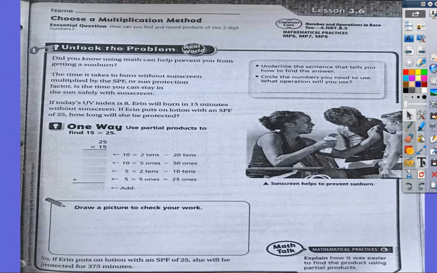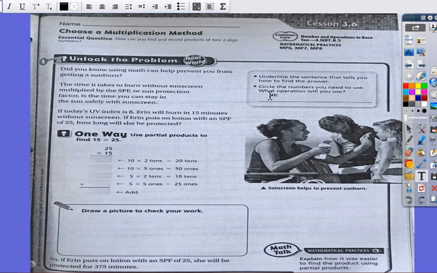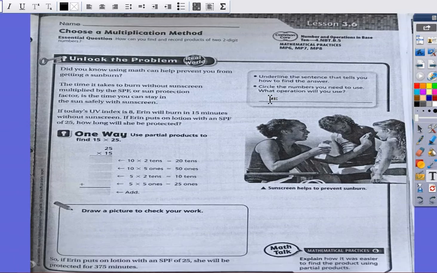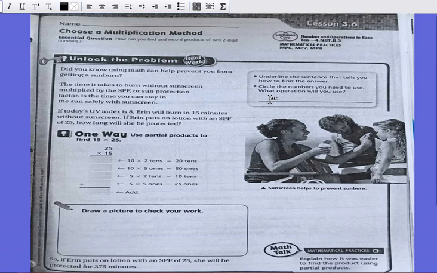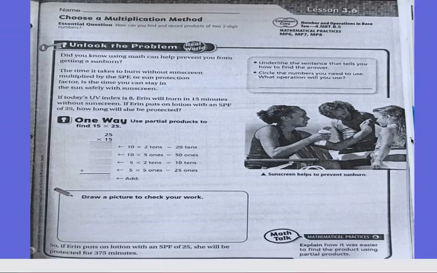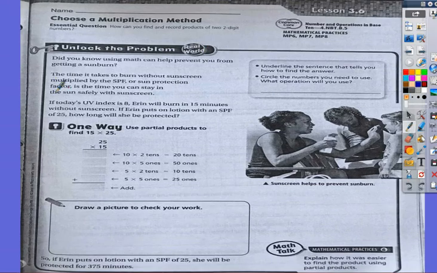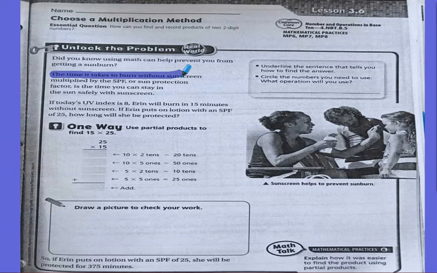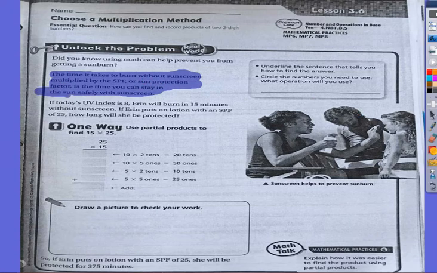So first I'm going to have you come up to this little box over here where it says underline the sentence that tells you how to find the answer. So I'm going to take my highlighter, because that's quicker for me, and highlight this whole paragraph right here. Okay. Circle the numbers you need to use.